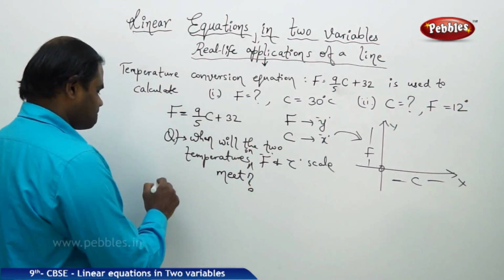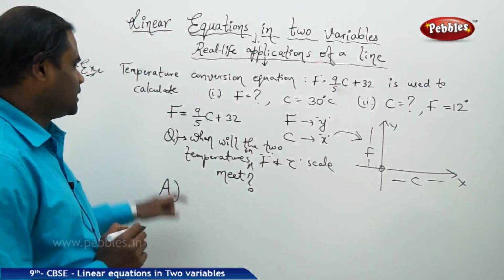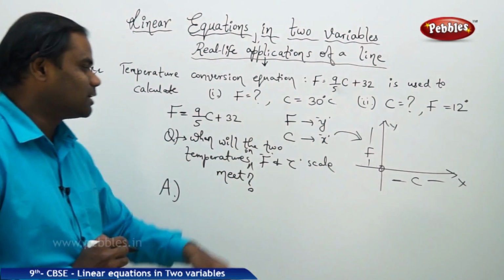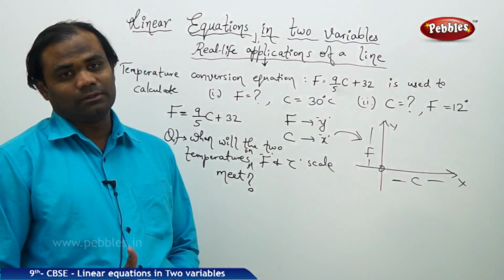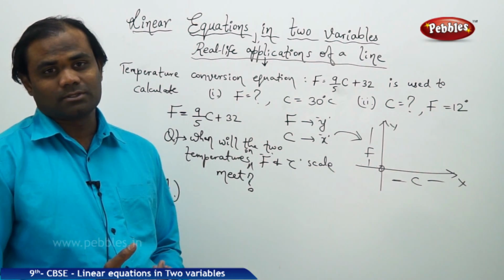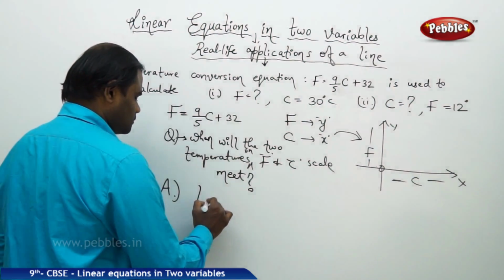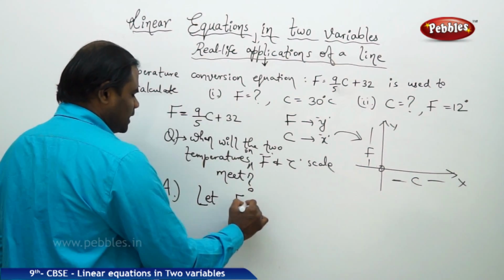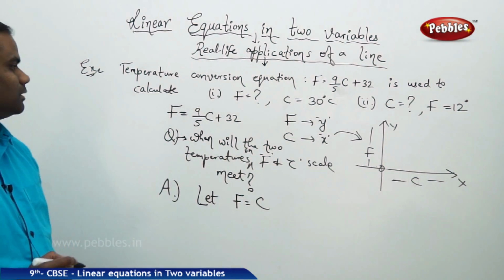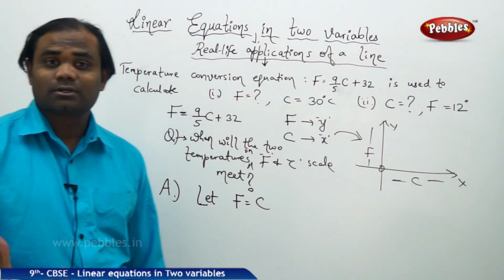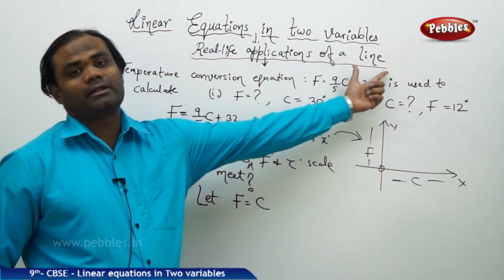equal. In order that we do this problem, it is very simple that we assume that the two temperature scales are equal and then find the value. A reverse process of working out. So assuming that F equals C, let's try to find the value utilizing, of course, the linear equation. Real life applications of a line.